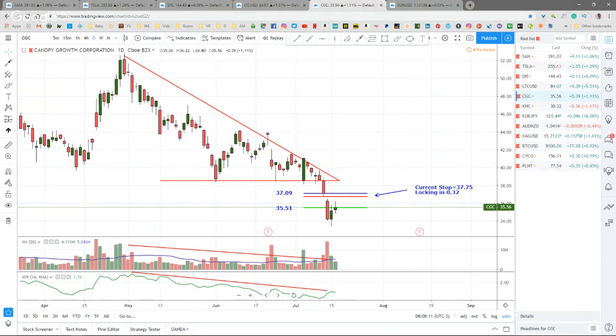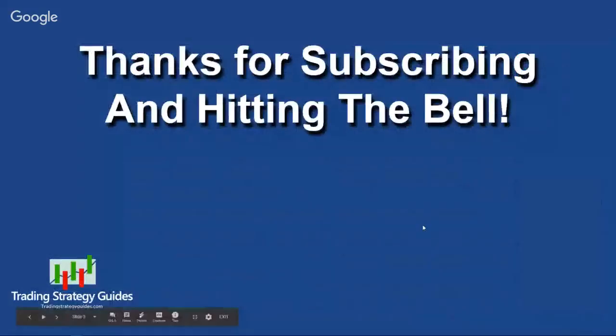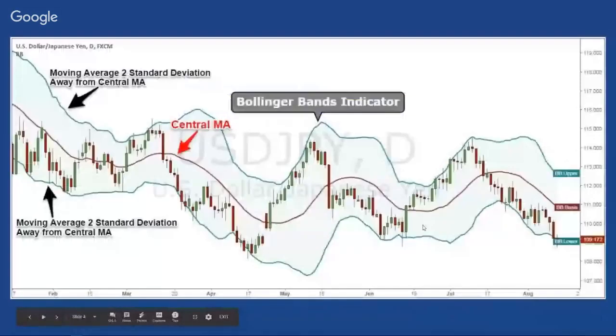Okay, just be careful because volumes are typically low in July and sometimes they're low in August as well. Hopefully we'll see volumes start to pick up in September, maybe the first or second week in September. Okay, well, let's take a look at the Bollinger Bands.